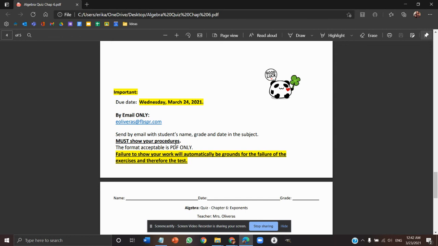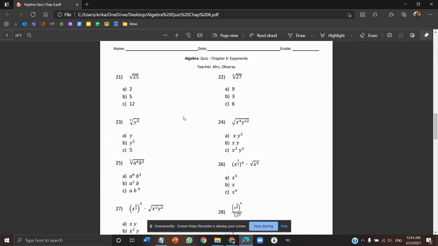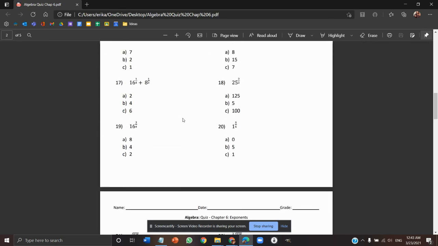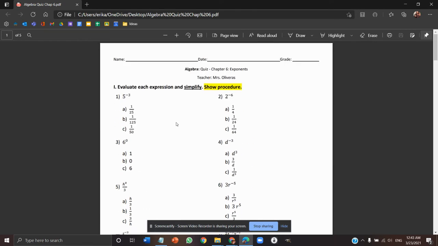And again, failure to show your work will automatically be grounds for the failure of that exercise and therefore the test. So remember, you must show procedure as much as you can. Now, I know when something is easy and you may not need to show procedures, but I do also know when you must. So please be vigilant.